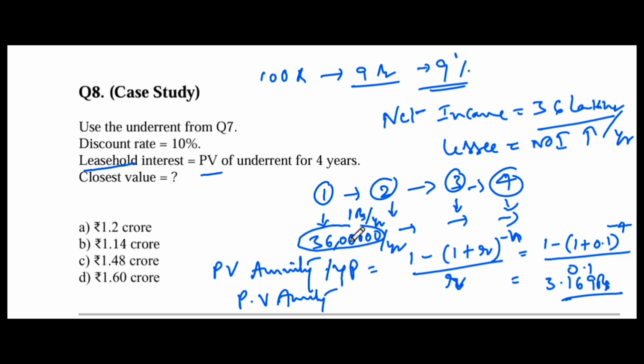So if the annual return is 36 lakhs, simply we have to multiply this with 36 lakhs rupees. The final present value of the leaseholder will be 36 lakhs into 3.169. So the answer would be 1.14 crores.